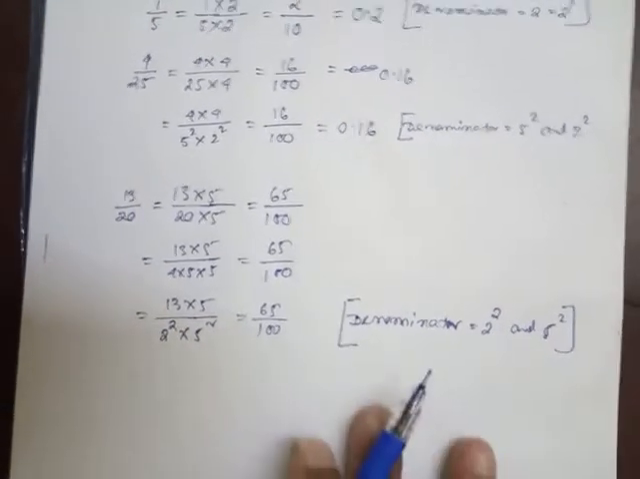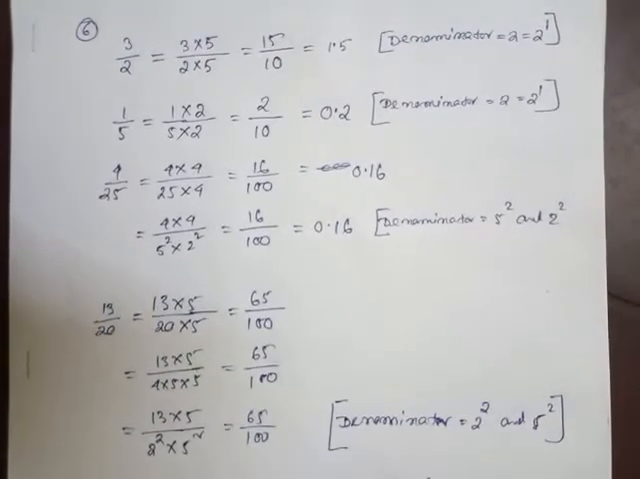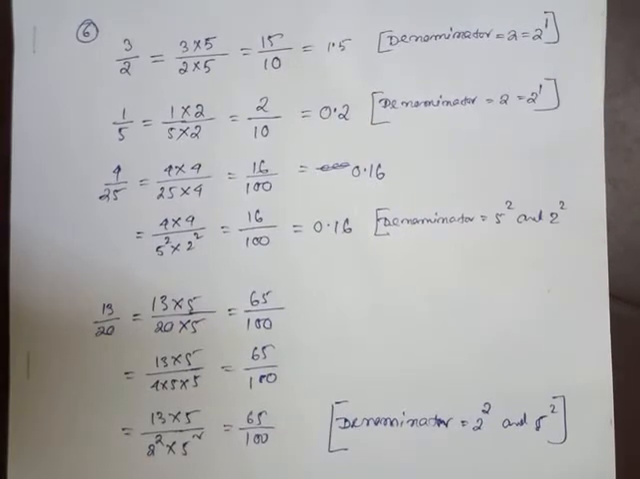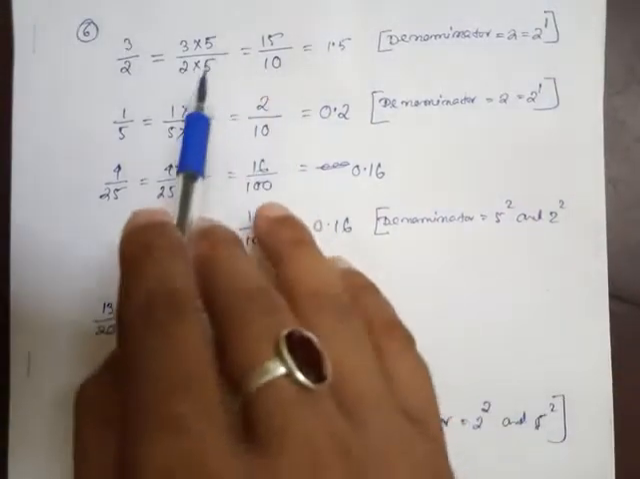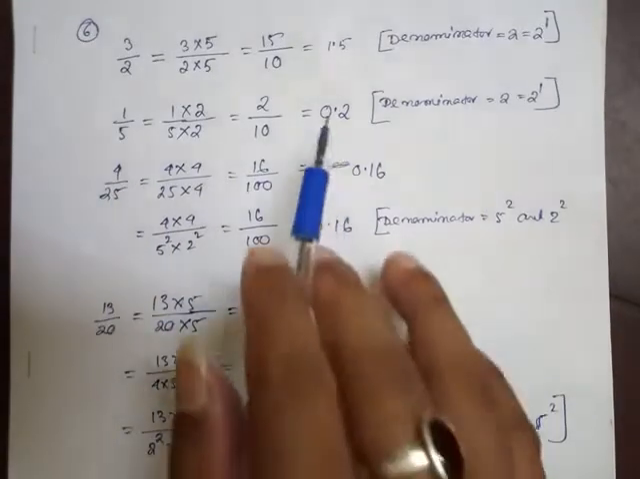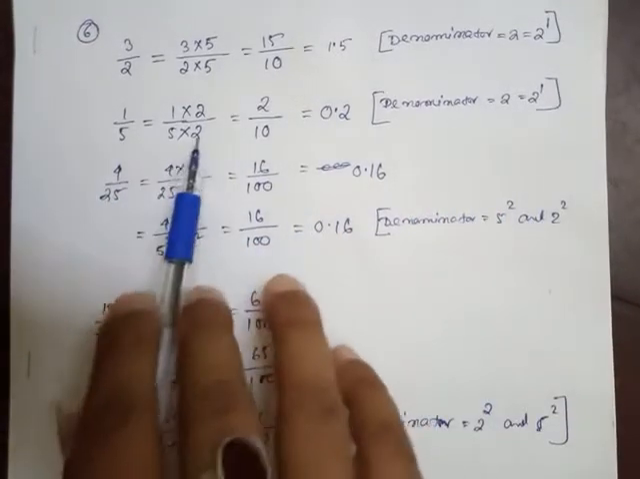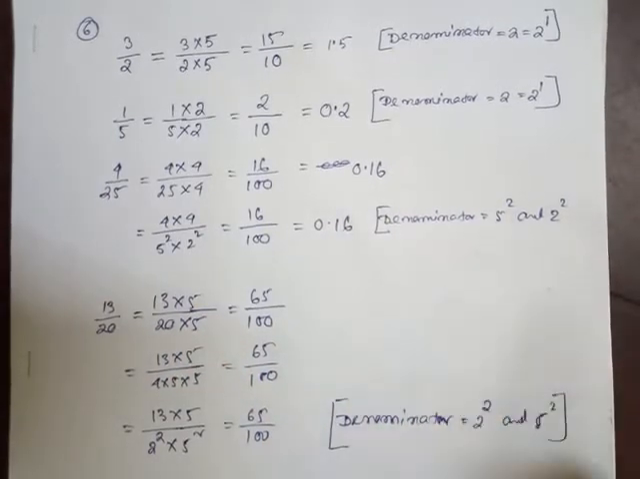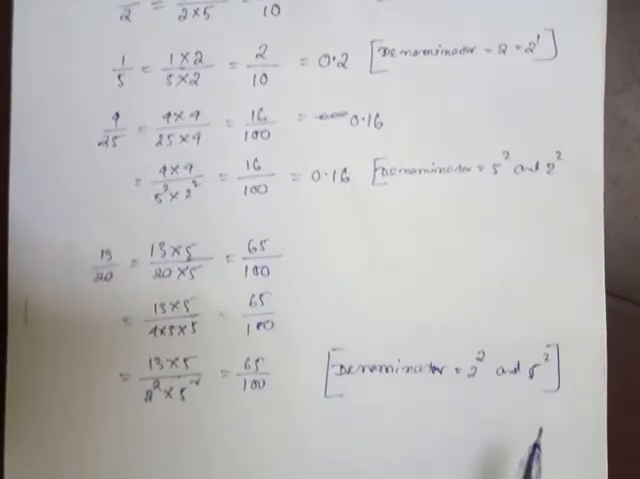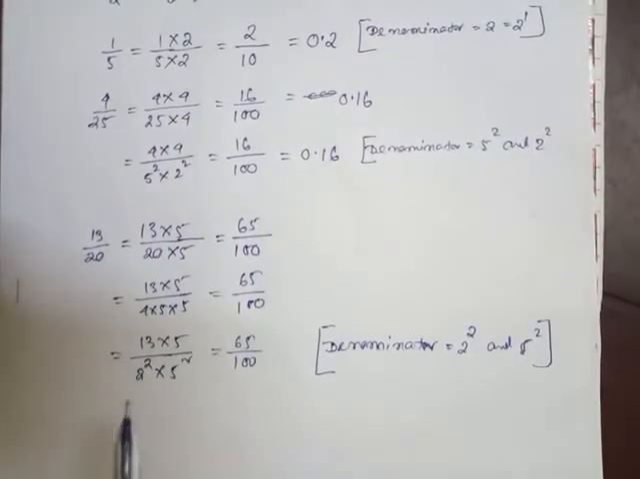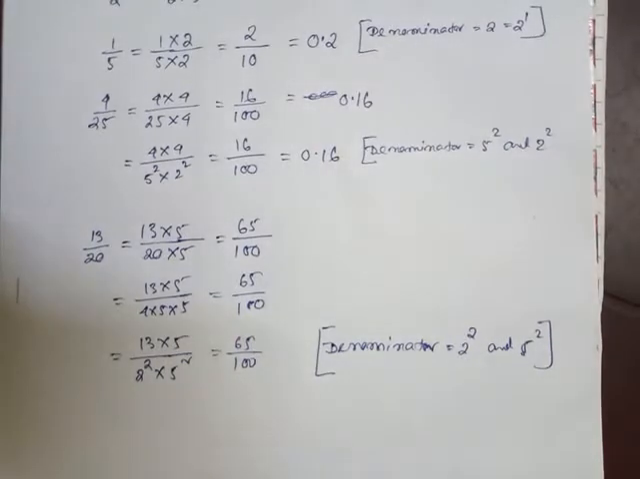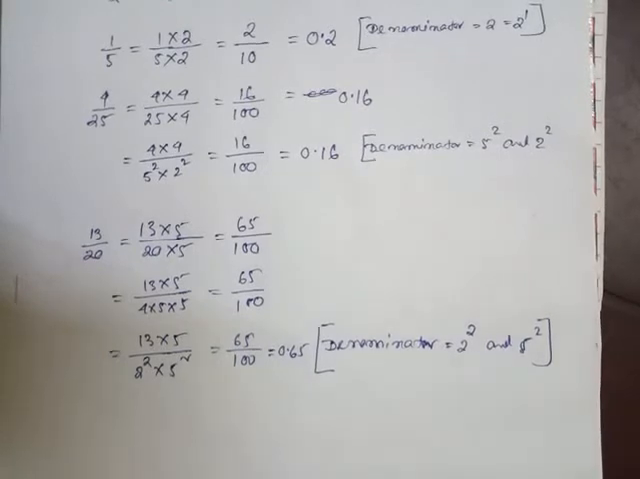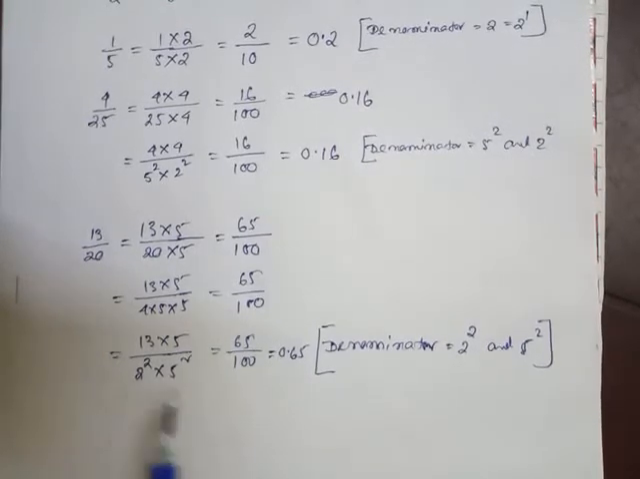Now look, in this case particularly, from the beginning I have taken 3 by 2 as one example, the answer is 1.5, meaning terminating decimal expansion, and power of 2 is 1, power of 5 is 1. 1 by 5 is 0.2, power of 2 is 1, power of 5 is 1. 4 by 25 is 0.16, power of 5 is 2, power of 2 is 2. And 13 by 20 means 65 by 100, so we can say 0.65, it is again a terminating decimal expansion, and power of 2 is 2, power of 5 is 2.